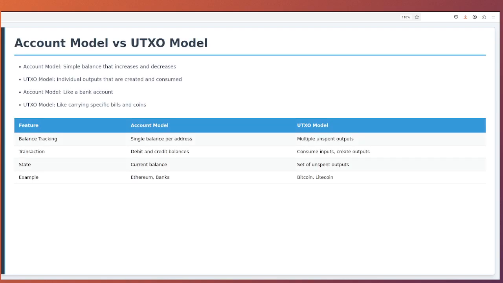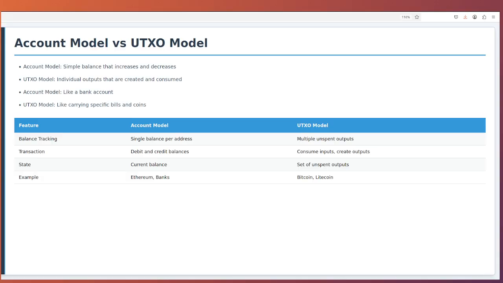The account model versus UTXO model. Before we dive into UTXO, let's understand what it's replacing. Most people are familiar with the account-based model used by traditional banks and systems like Ethereum. In the account model, each user has an account with a balance. When Alice sends money to Bob, the system simply deducts from Alice's balance and adds to Bob's balance. It's straightforward and intuitive because it mirrors how we think about money.